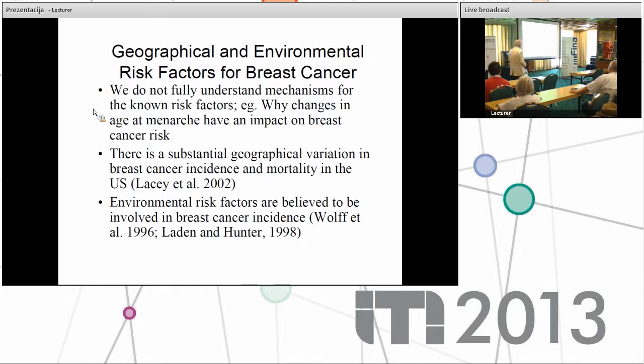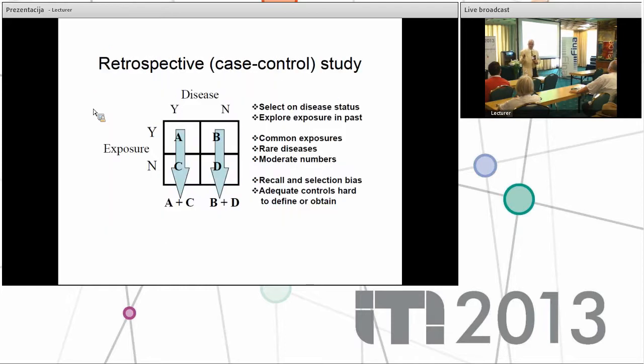Okay, and so we developed a study of breast cancer. And with breast cancer, part of the issue is we don't understand it. The classic risk factors only explain about half of the breast cancer risk. The rest is kind of unexplained. And so we were interested in looking at environmental risk factors, in particular in early life. So we developed a study which was based on the case control method.